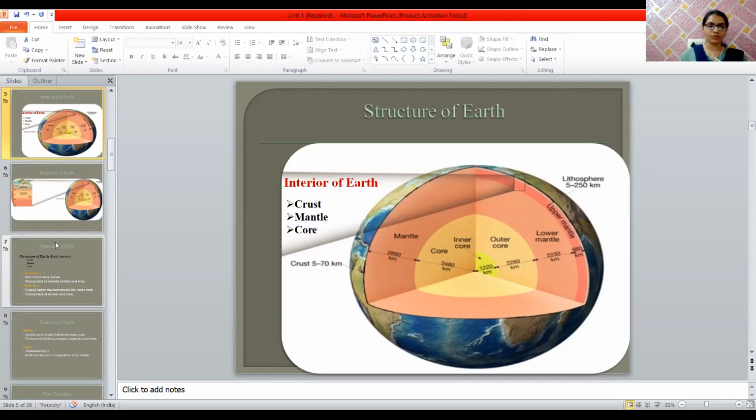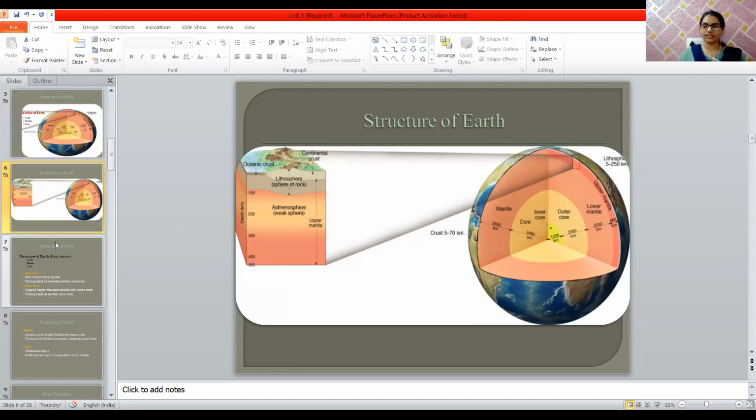The upper mantle has a solid-like structure, and it is composed of the same silicon, magnesium, oxygen and iron. The outermost part of the earth is the crust. This is the topmost part of the earth, and it is composed of similar materials like silicon, iron, oxygen and magnesium.